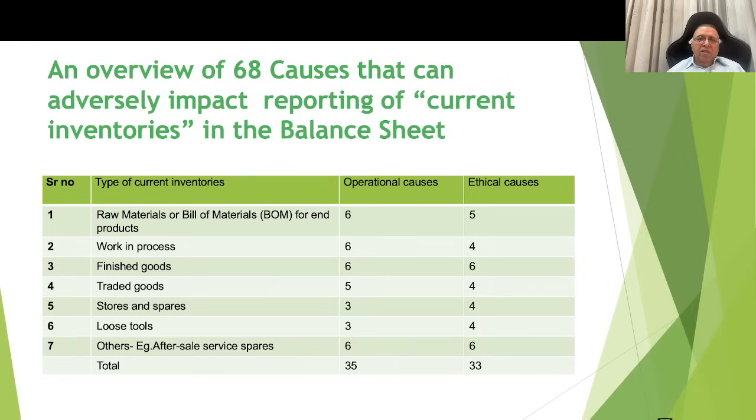In this presentation, 6 operational causes and 5 ethical causes have been identified. For work in process, row number 2, 6 operational causes and 4 ethical causes have been identified. For finished goods, 6 operational causes and 6 ethical causes have been identified. Fourth, for traded goods, 5 operational causes and 4 ethical causes have been identified, and so on and so forth. Overall, a total of 35 operational causes and 33 ethical causes have been identified, which can adversely impact the reporting of these inventories in the balance sheet.